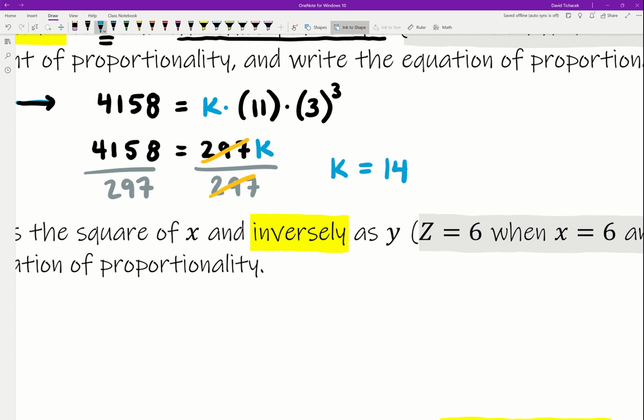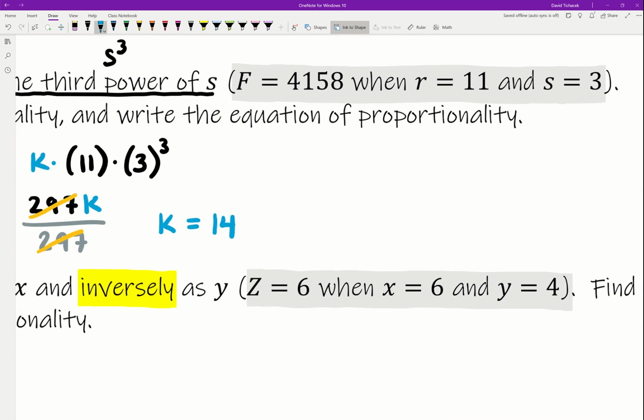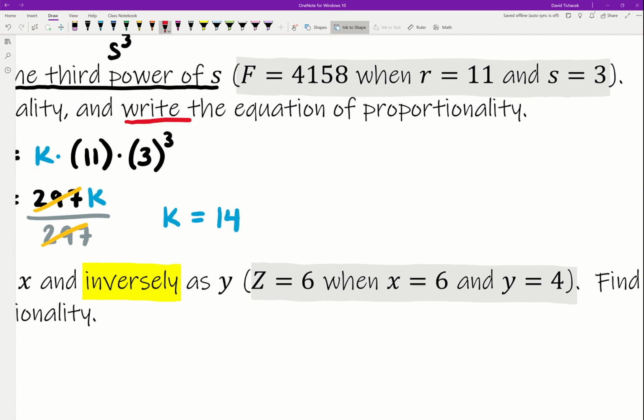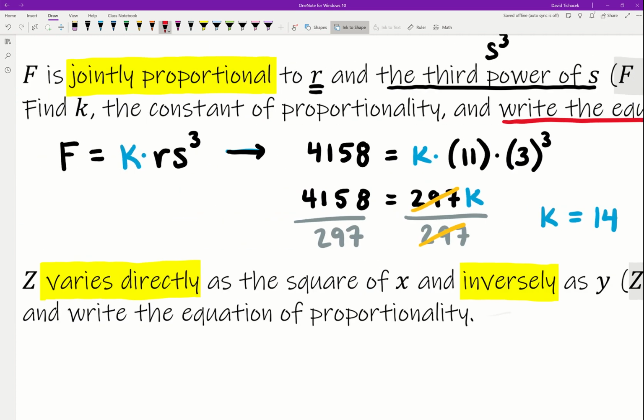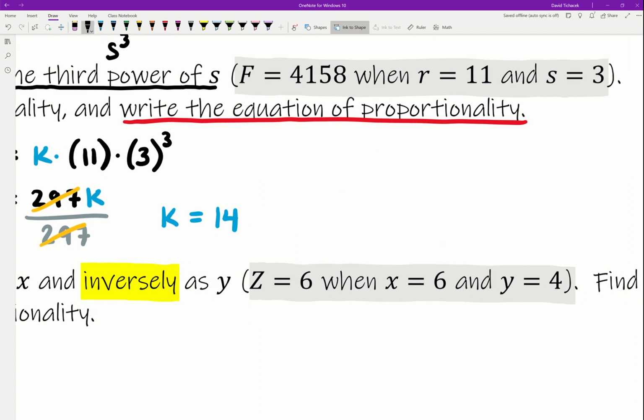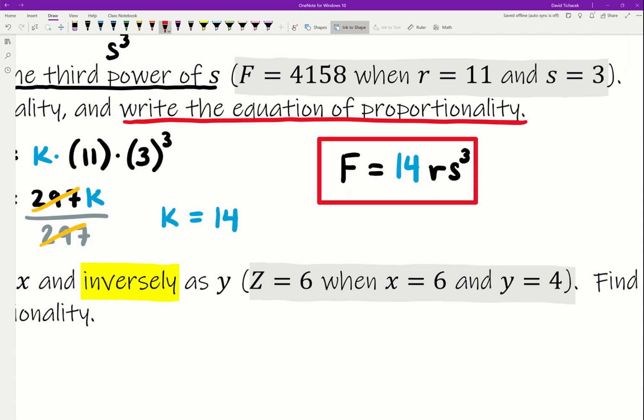We actually have a value for that now, and the reason that we do is because they gave us values for all of the other unknowns in our model. Now what they ask us to do is write an equation of proportionality, and all that is writing our initial model, but with k plugged in now that we know what it is. Our model did read f is equal to k times r times s to the third, and now that we know what k is, we substitute that in for our k, and there is our equation of proportionality. So f is equal to 14 times r times s cubed.